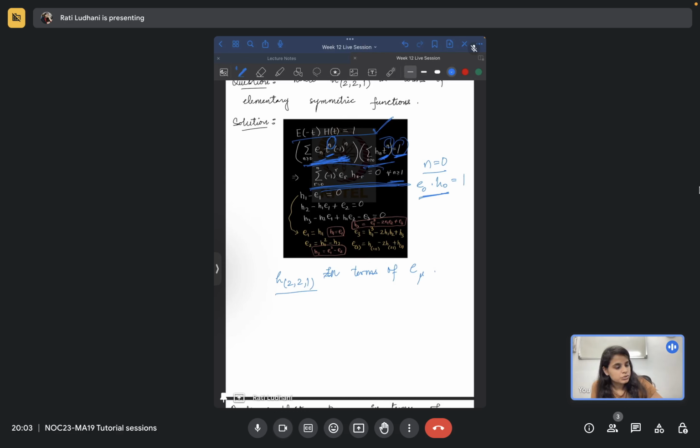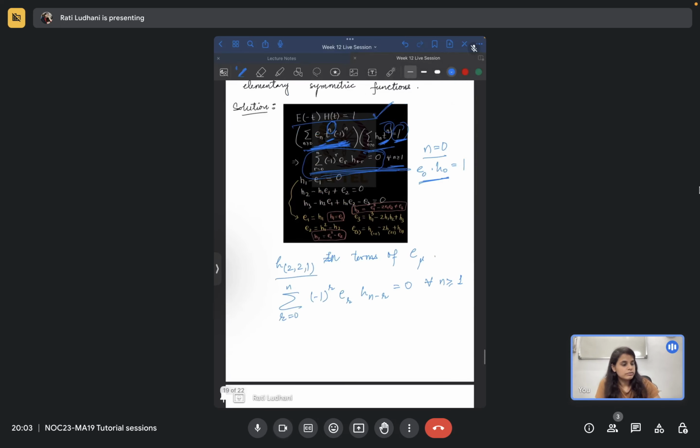So you got this, right? Basically you are summing it up. There are two sums, you are multiplying and you are comparing the powers of t. So from this, what we got is summation r equals 0 to n of (-1)^r e_r h_{n-r} is equal to 0 for all n greater than or equal to 1. We are going to use this to get our answer.